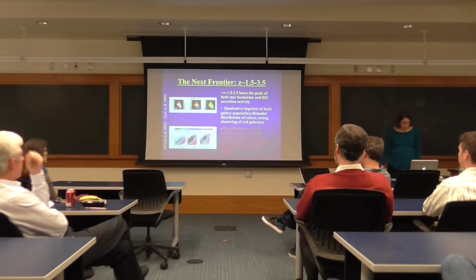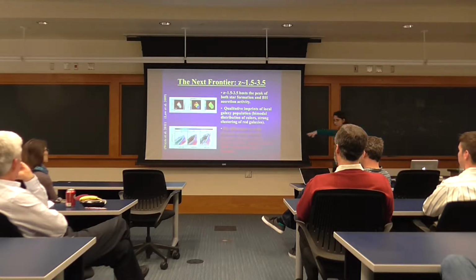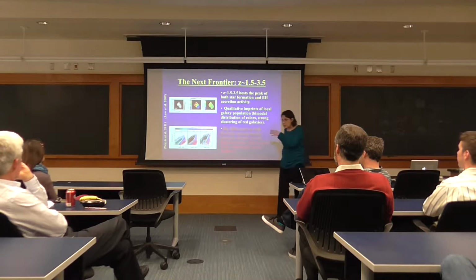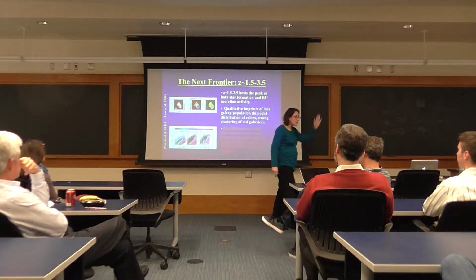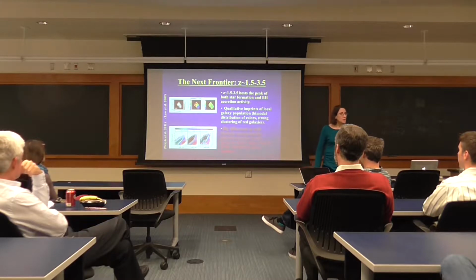If you look at the dynamical properties of rotating galaxies at redshift 2, so you can tell this by doing some IFU spectroscopy to make a map of H-alpha emission of a star-forming galaxy at redshift 2.